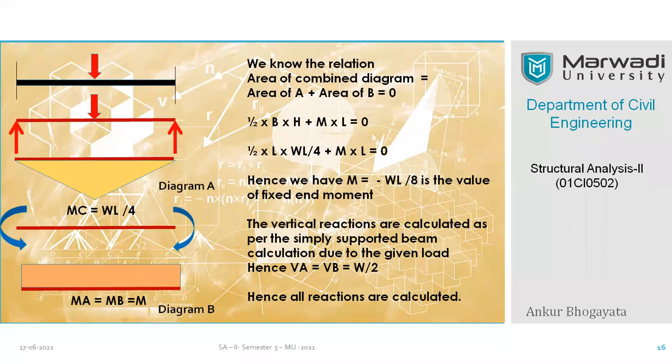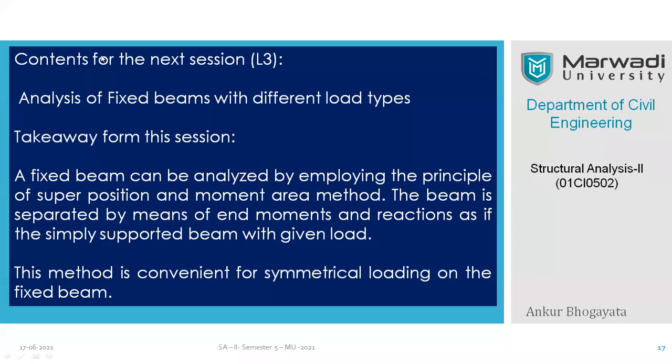So in the next class, after having some rebrushing of the old knowledge, as we decided, we will carry on with the calculation of the other quantities. So I think I've taken much of your time, more than 4 or 5 minutes. So I'll be quickly going through this. Now you can see here MA, MB and VA, VB are written over here. These are the values that you can expect, right? So the content for the next session is analysis of fixed beam with different load types.